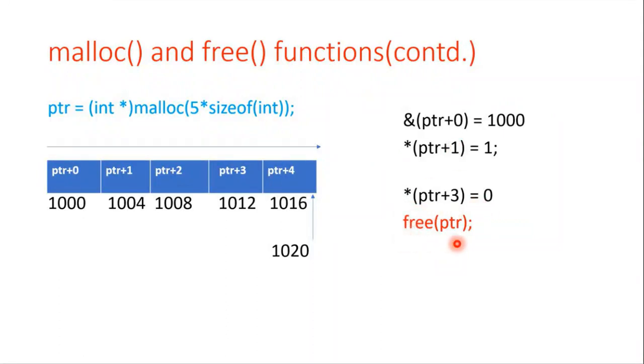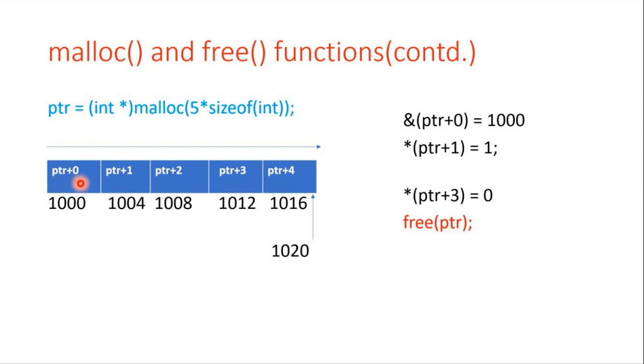And at the end of our code we should deallocate the allocated memory by using free. The free function has one parameter, which is ptr. We have to pass the pointer variable name that we want to deallocate.